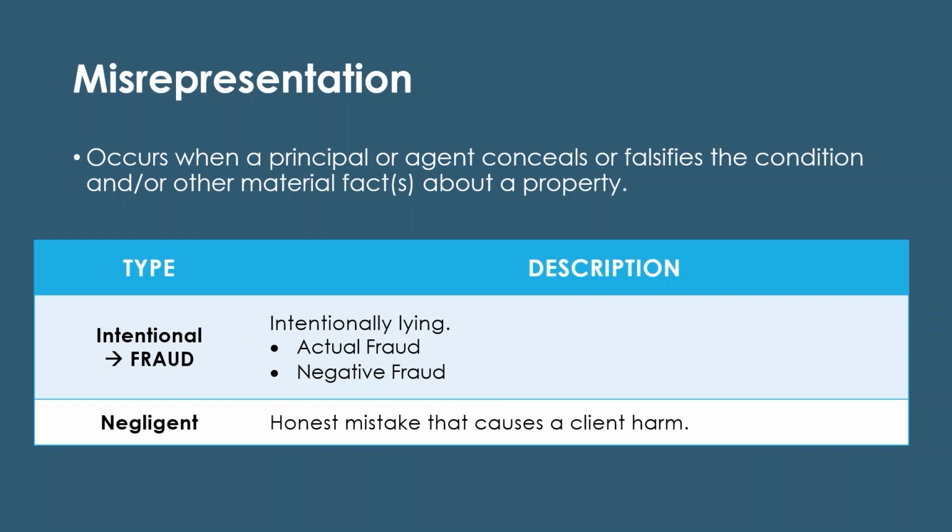Actual fraud is when you say something or do something that is specifically, intentionally lying, fraudulent. Negative fraud is where you conceal information. You're omitting information that is relevant to the transaction for a material fact. And then negligent, this sometimes happens, it can be an honest mistake that causes a client harm. You didn't mean for it to happen. It was just something that you missed. So that is negligent misrepresentation.